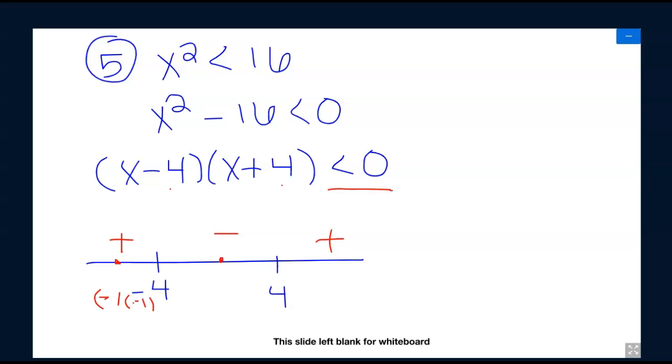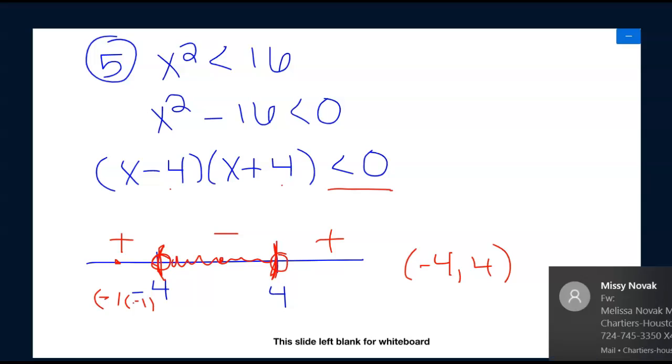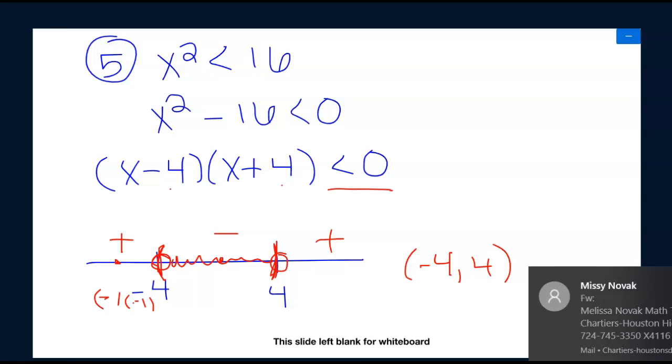My solution sets need to be less than 0, so that means I'm looking for when it's negative. So that's from here to here. So my answer is negative 4 to 4. Good? Better?